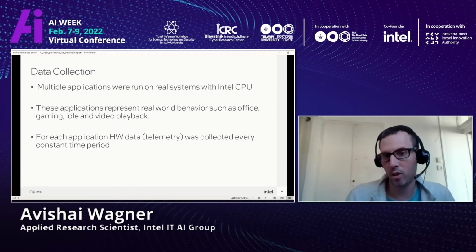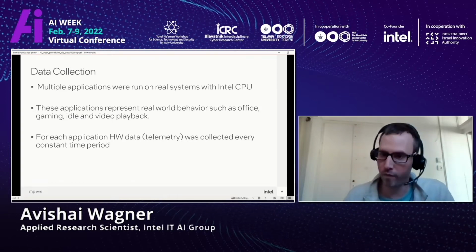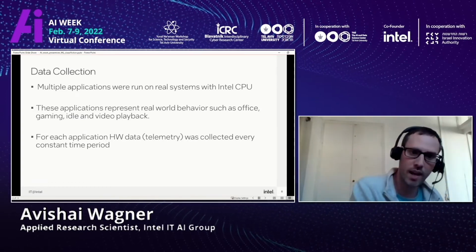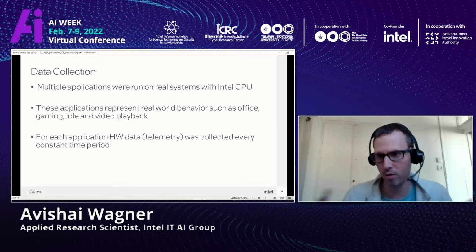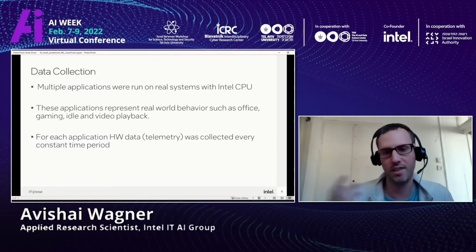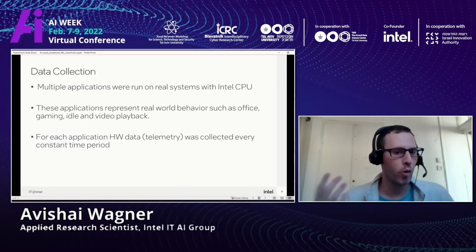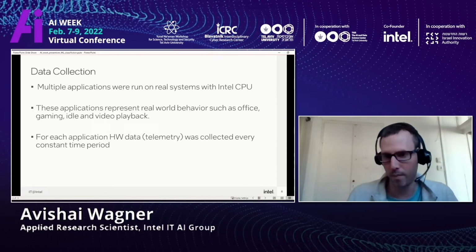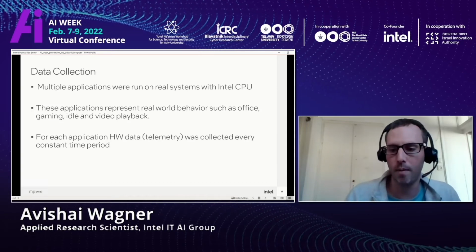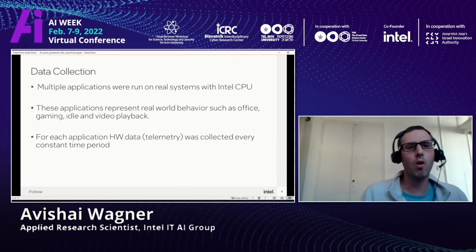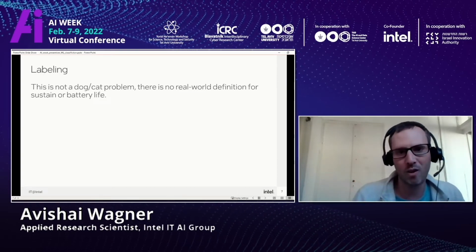And these applications, according to Intel at least, represent real-world behavior: Office for bursty, gaming for sustained, idle for idle, and video playback for battery life. And of course, we have more applications that are combinations of all four workloads. For each application, hardware data or telemetry, system data as I said before, was collected every constant time period. So after we collected the data, we need to do the labeling, okay?